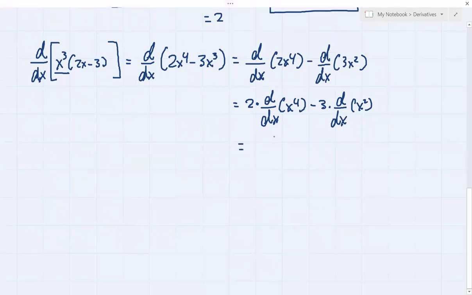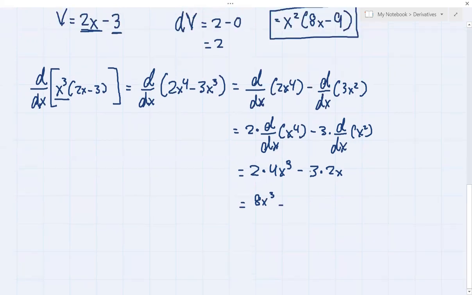So in here, we will use power rule of differentiation. So 2 times the derivative of x raised to 4 ay magiging 4x raised to 4 minus 1. So 4 minus 1 is 3. Okay? Minus 3 times derivative ng x squared magiging 2x raised to 2 minus 1. So 2 minus 1 is 1. Or hayaan lang natin itong maging x lang. So now let's simplify. So 2 times 4x cubed magiging 8x cubed. Okay? So, wait lang. Bakit x squared?